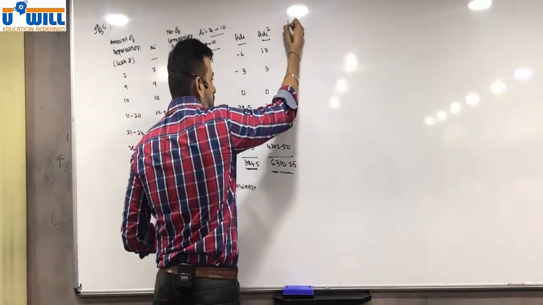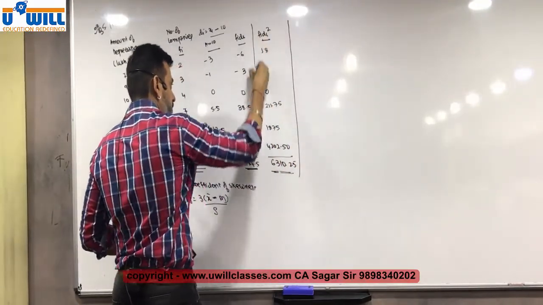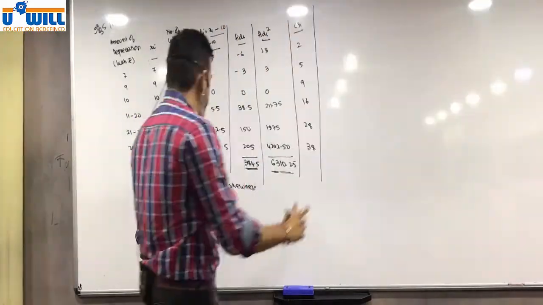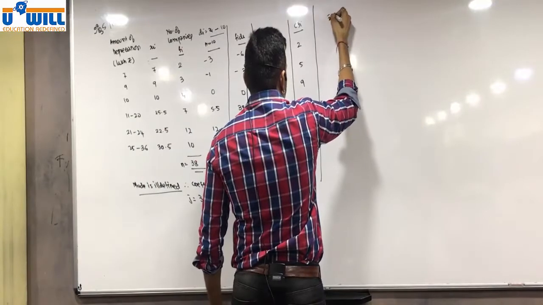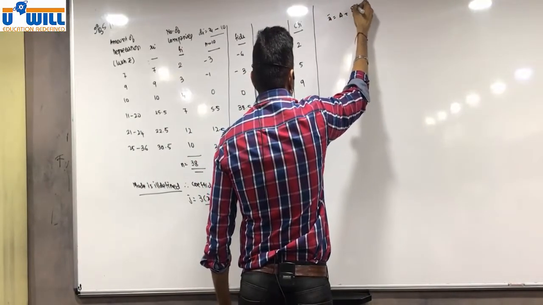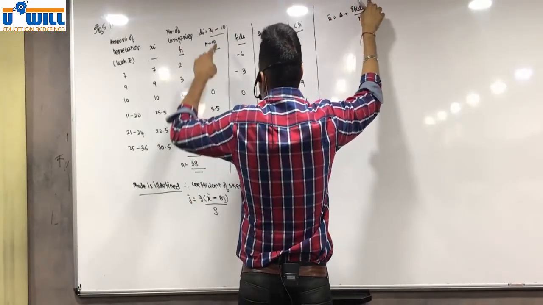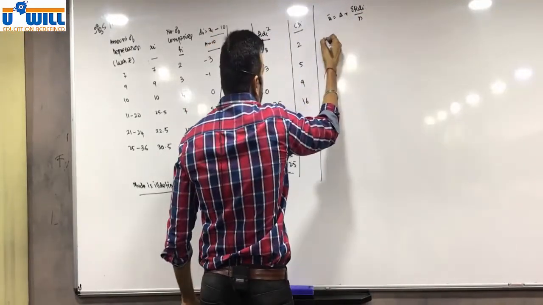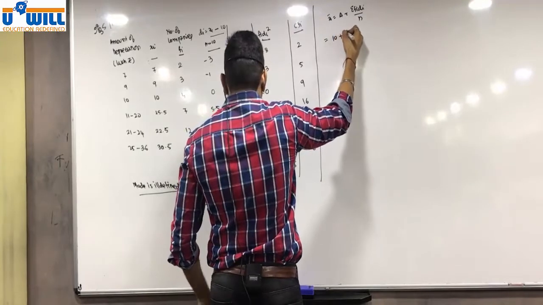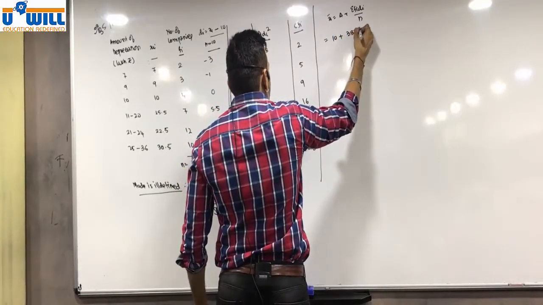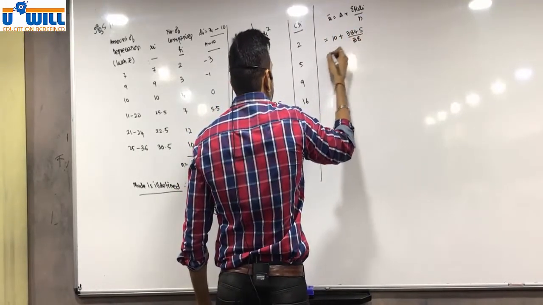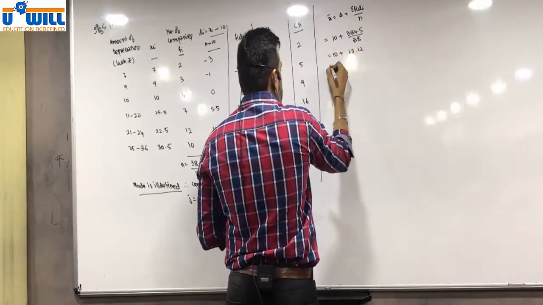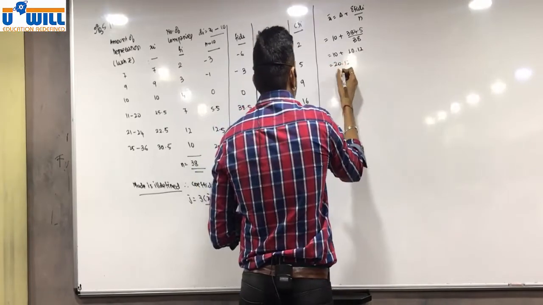We also need a column of cumulative frequency because we have to find the median. Let's find out the mean. A plus sigma fi di upon n into c, नहीं आएगा because यहाँ पे we have not taken c, so here also we will not take, which is equal to 10 plus 384.5 upon 38, 10.118, so 10.12. 20.12 mean.